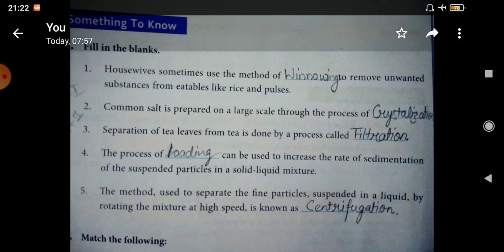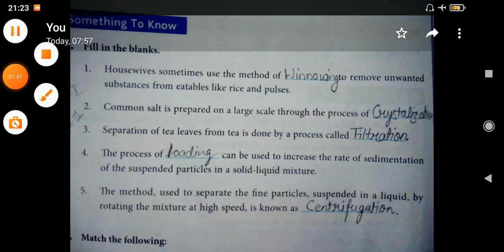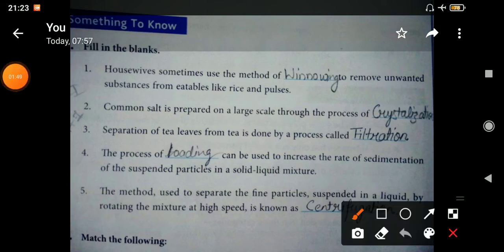Moving ahead, the process of dash can be used to increase the rate of sedimentation of suspended particles in solid liquid mixtures. So we know that whenever we have to increase the rate of sedimentation, what will we do? We will put some load there. So the name of that process is loading.